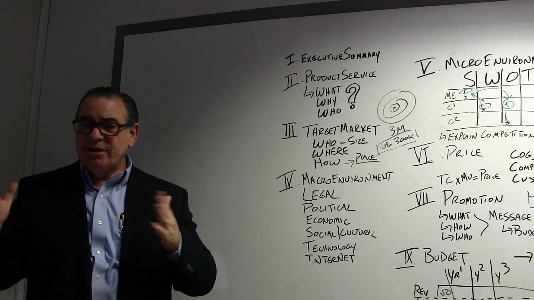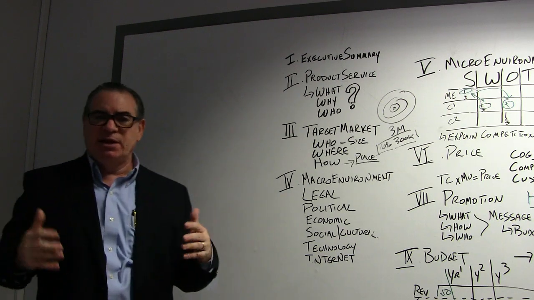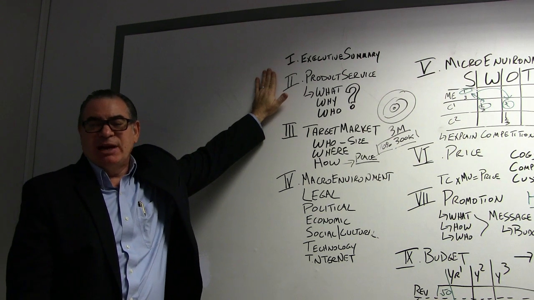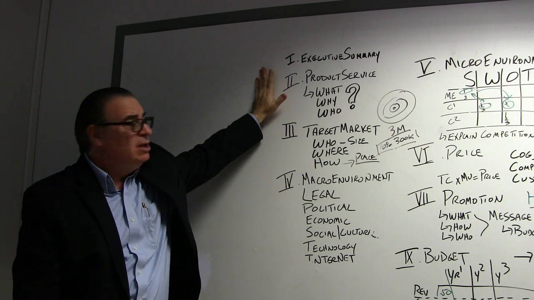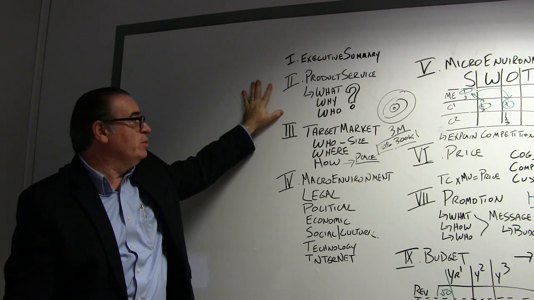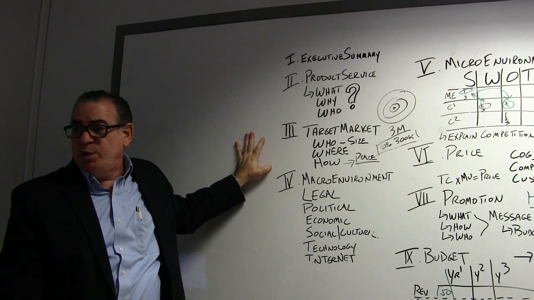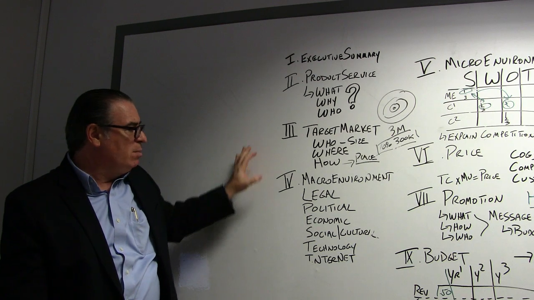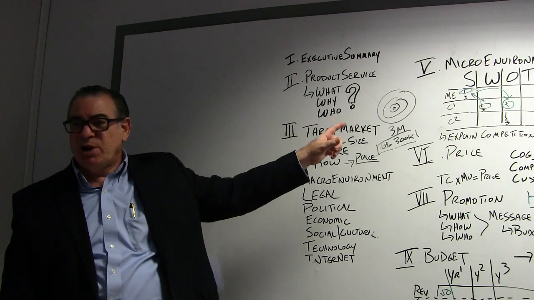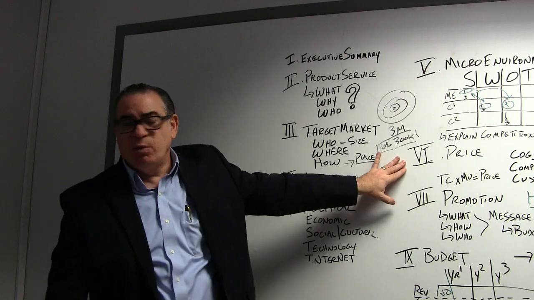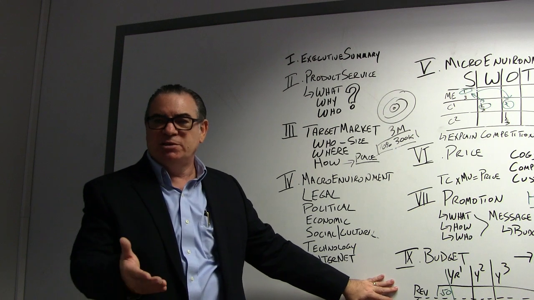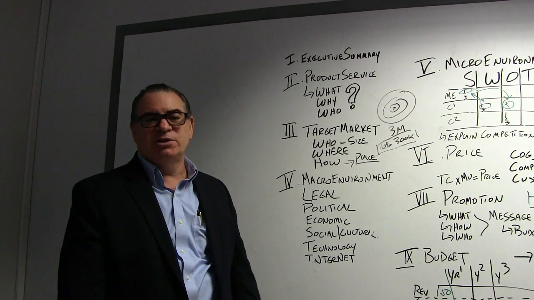Because I'm not counting pages, but let's just think about this as a page count. Executive summary is 1 page. Sometimes it's 2. Generally speaking, it's between 1 and 2. So let's call that 2 pages. The product or service is about 1 page. So keep track of how many pages we have so far. Target market, that's probably 2 pages, because that's a big part of the plan. Macro environment, that's probably 1 to 2 pages max. Micro environment, that's probably 2 pages. Price is probably 1 page. Promotion is probably 1 page. And budget is probably 1 page. So how many pages is that? 13, 12. 13, 12, right.